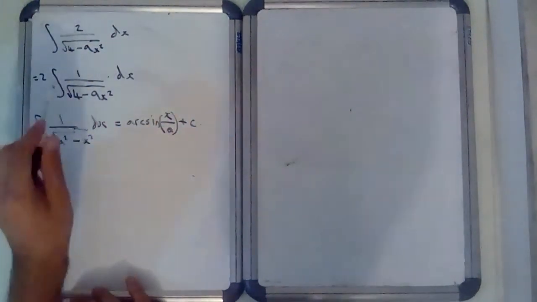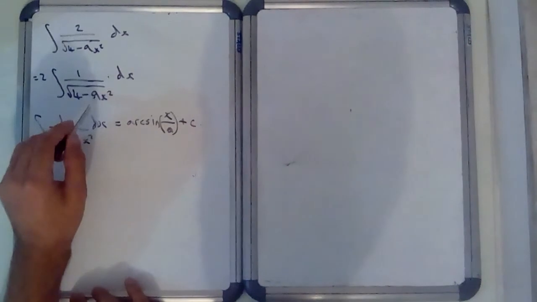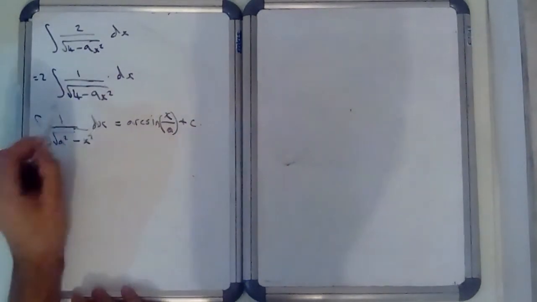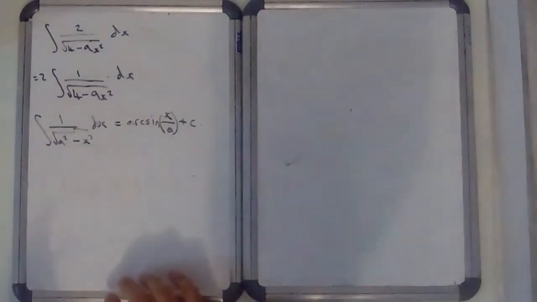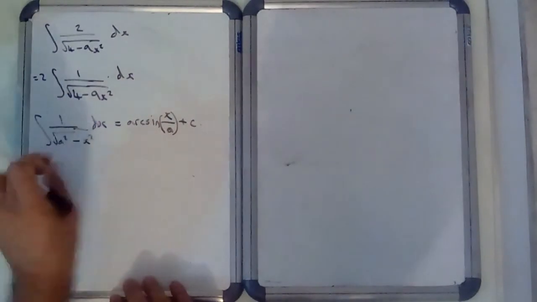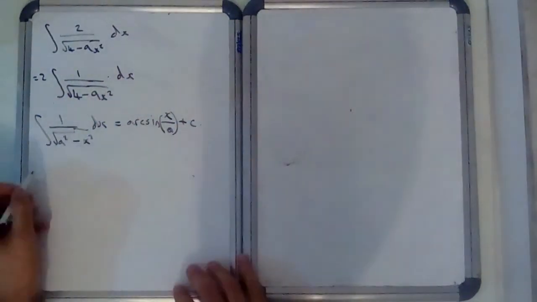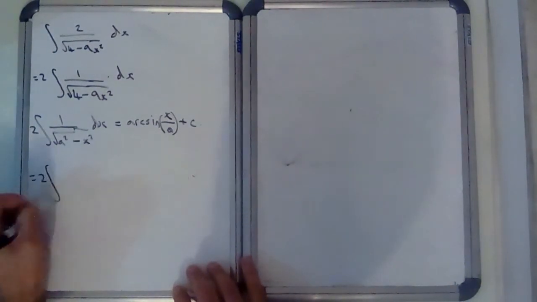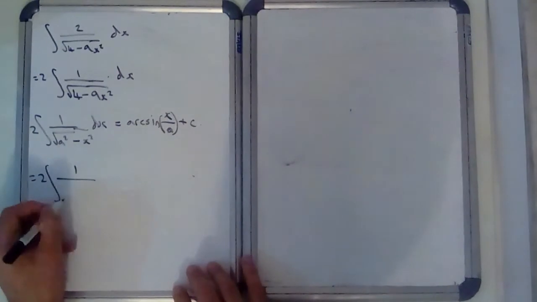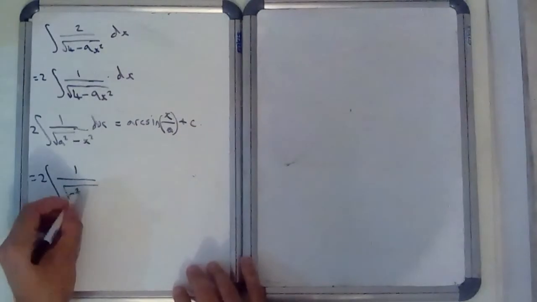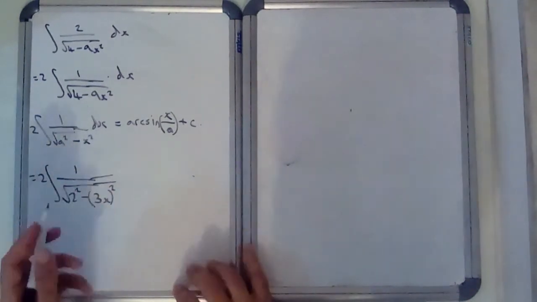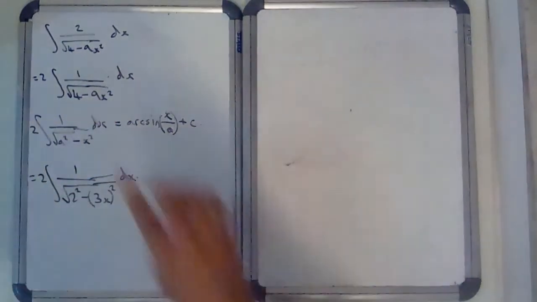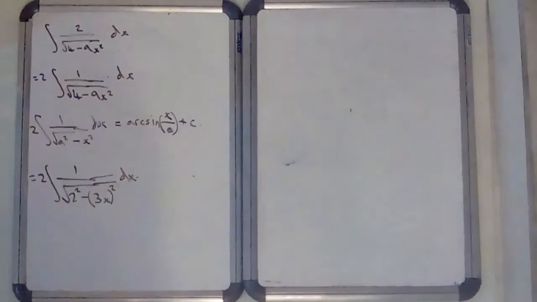It shouldn't be too bad, because 4 is a square number, and 9 is a square number, then you've got x squared. So if we take the square root of 4 and the square root of 9x squared, which is 3x, we can write it as something squared minus something else squared in that square root sign. I've forgotten the 2 there. So this now equals 2 times the integral of 1 over the square root of 2 squared minus (3x) squared dx.